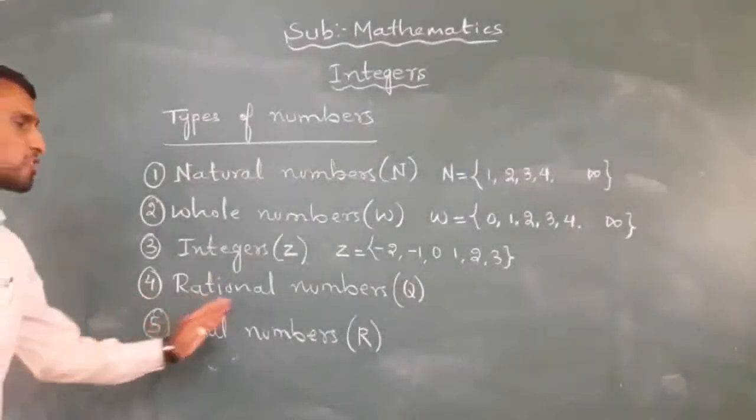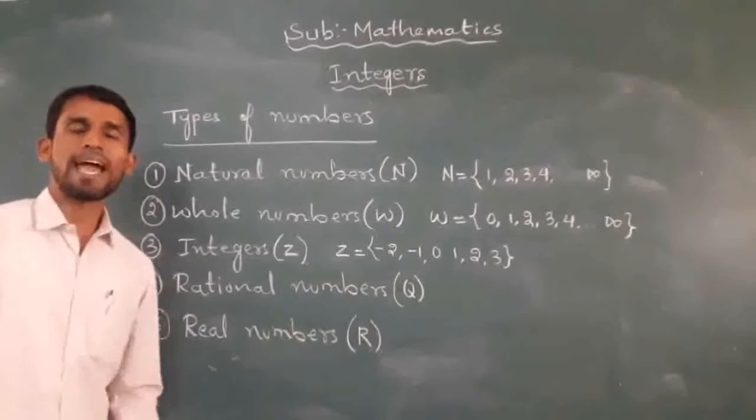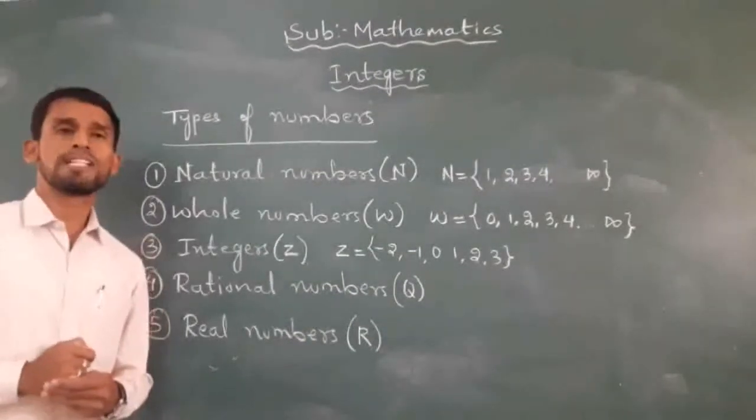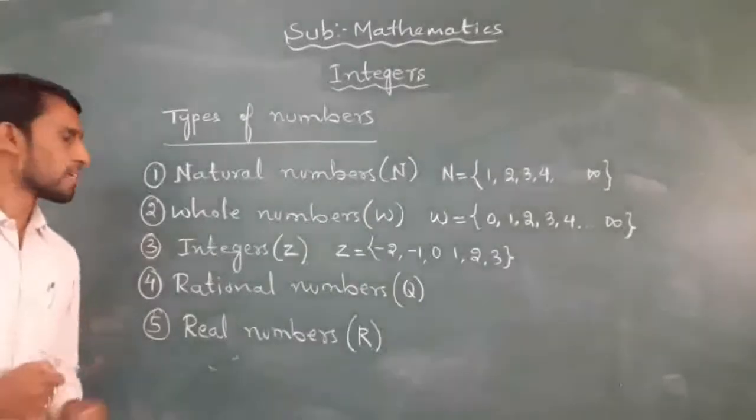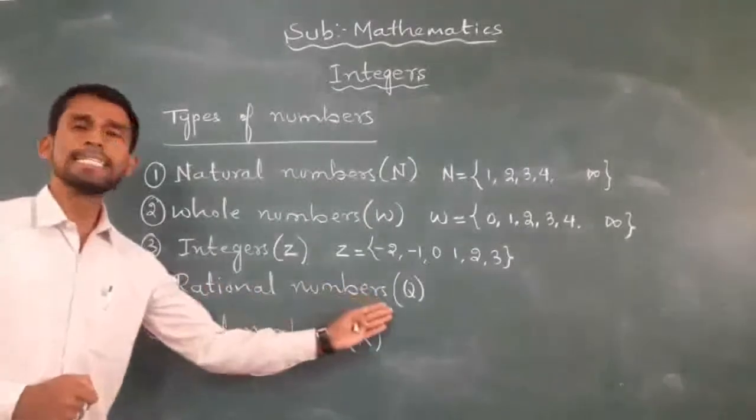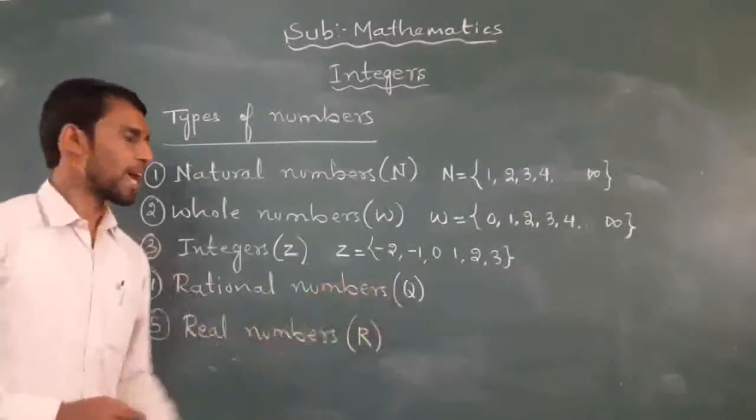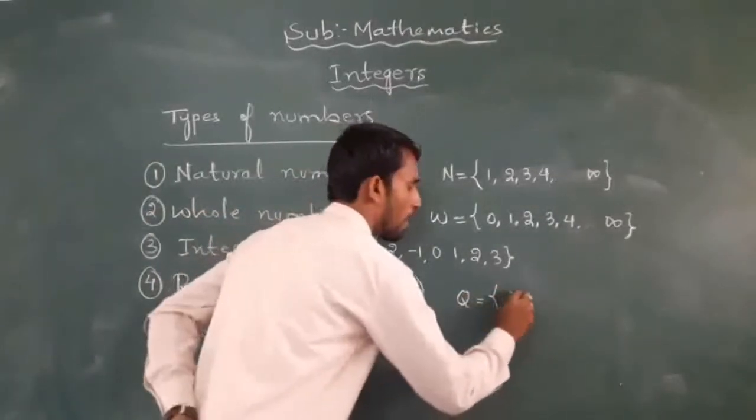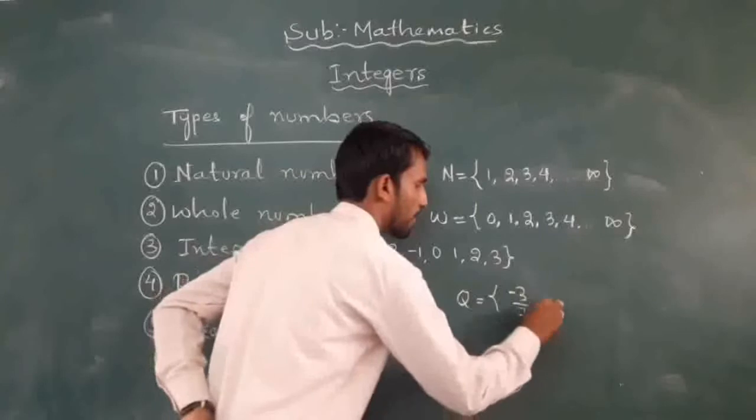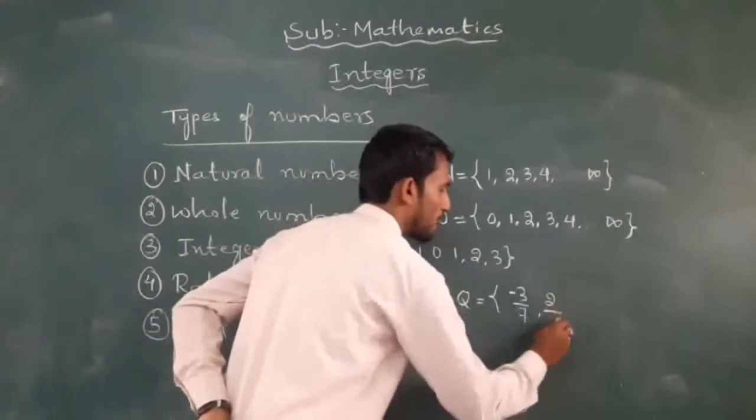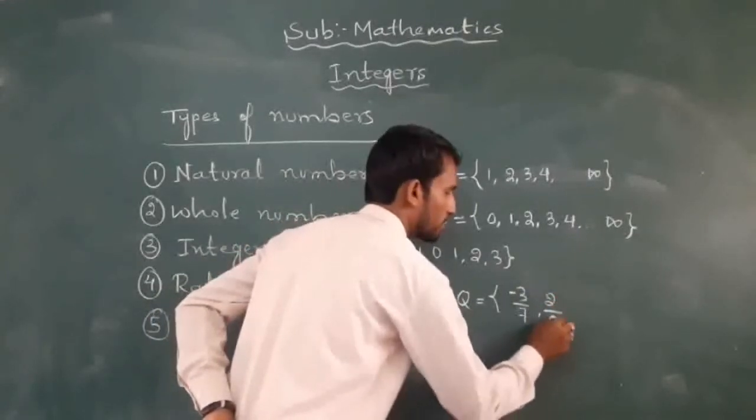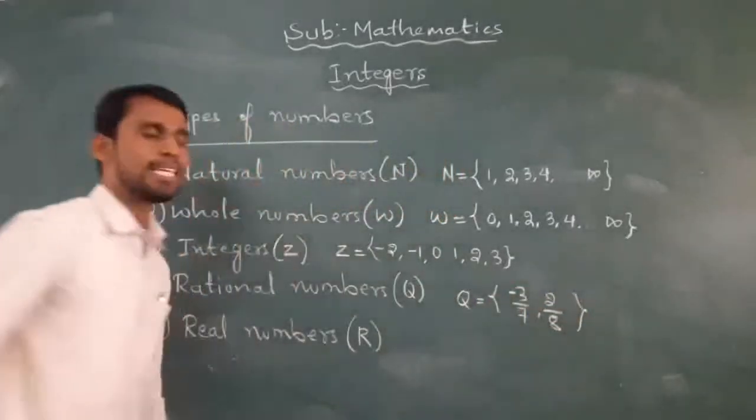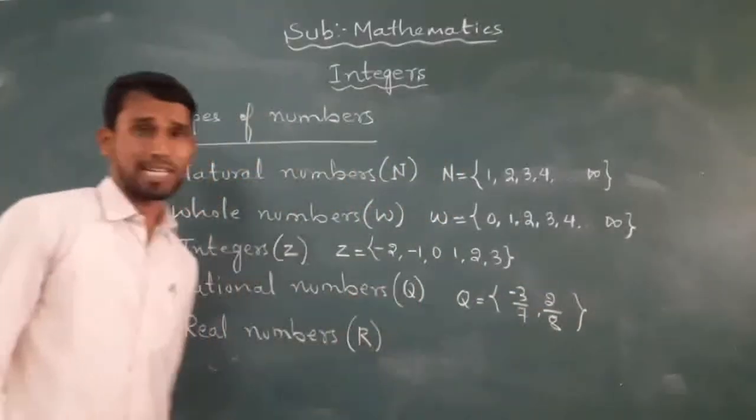Fourth one, rational numbers. Numbers that have a numerator and denominator are called rational numbers. Rational numbers are indicated by the letter Q. Example: -3/7, 2/8, etc. These numbers we call rational numbers.